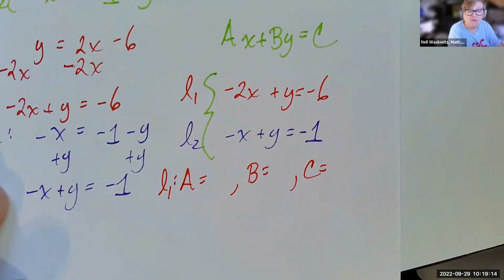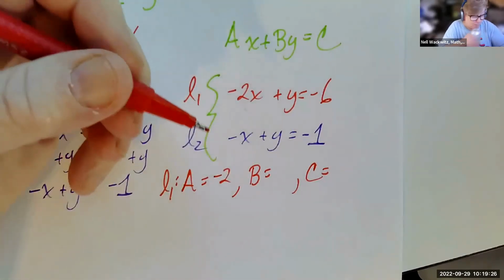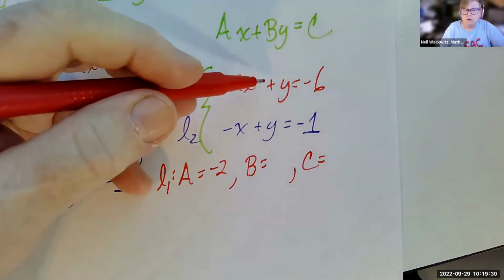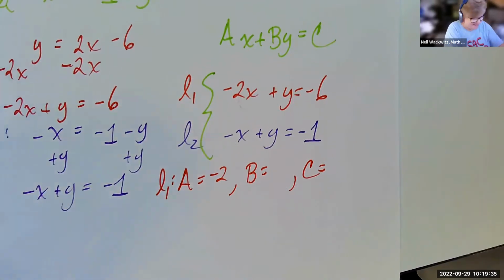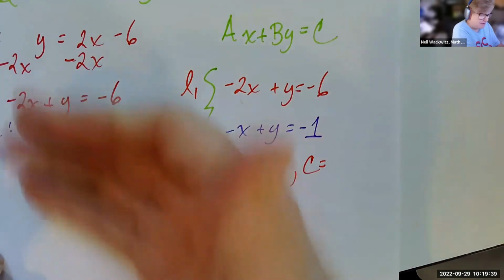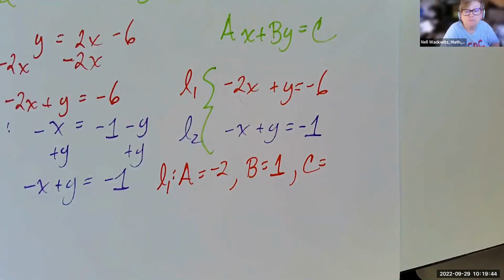what is the coefficient of X? And coefficient means the number in front. It's negative 2. And B, Y. I don't know. So what number is in front if nothing is written? 1. That's right. Very good. 1 is actually harder than the others. And then what is C for line 1? Negative 6. Yes.